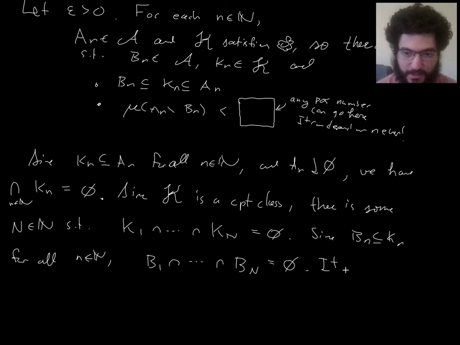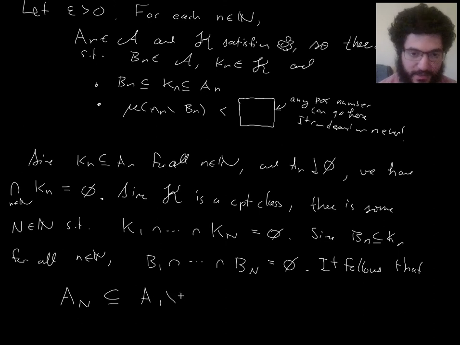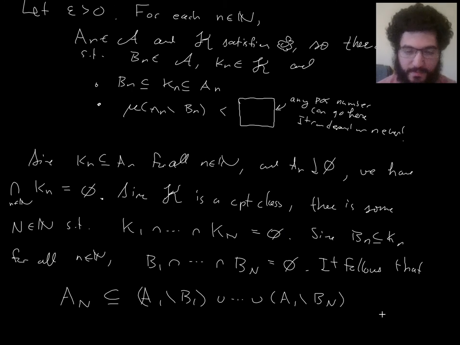Now I claim that it follows that A sub capital N is actually a subset of this union of A complement B's. And this will give me a useful estimate since I know that these all have mu being very small, and I can decide later how small. So let's think about this.